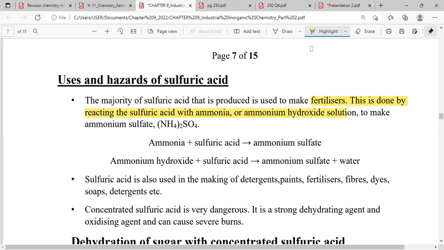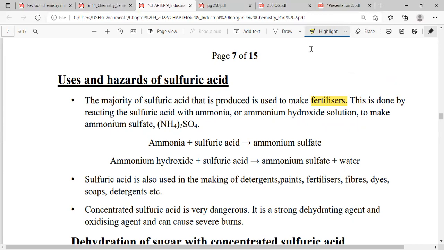The last time when we learned about ammonia, we learned that the major use of ammonia is to make fertilizers. Ammonia is reacted with nitric acid to form fertilizer. So here, the major use of sulfuric acid is to make fertilizers. Let us see how the fertilizers are made.